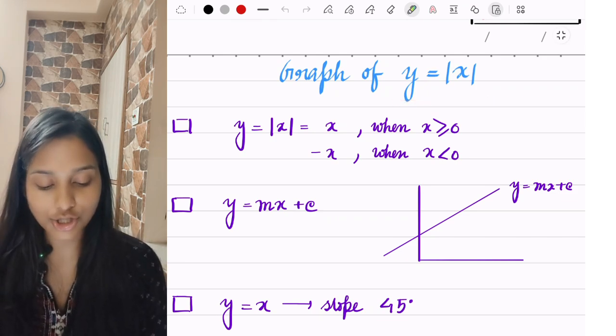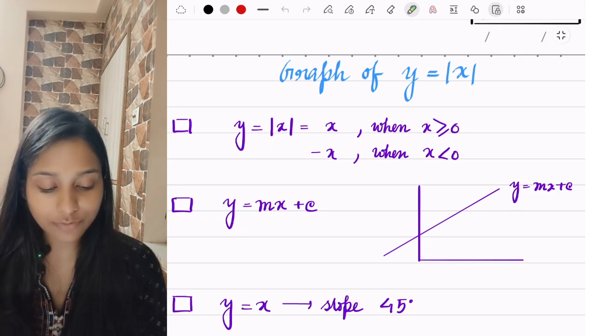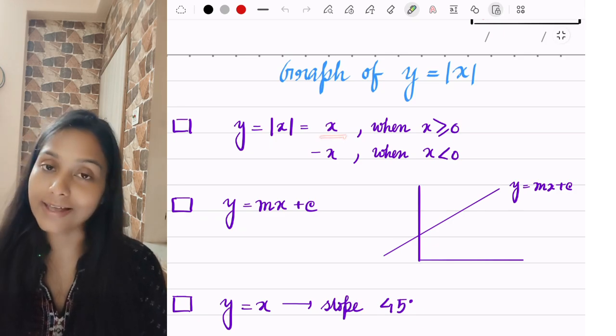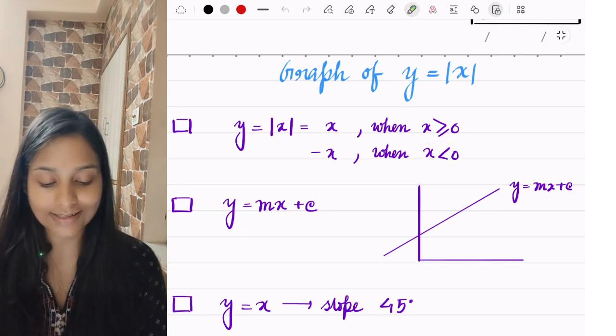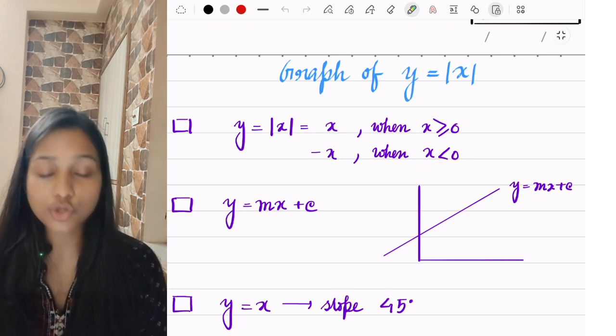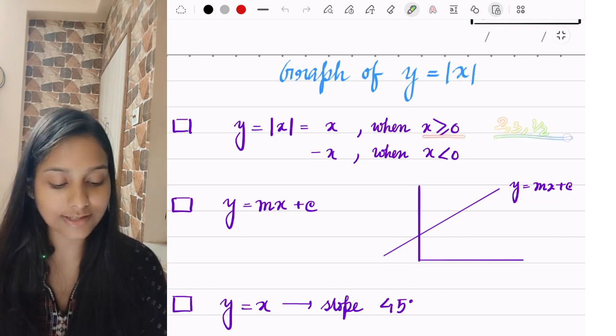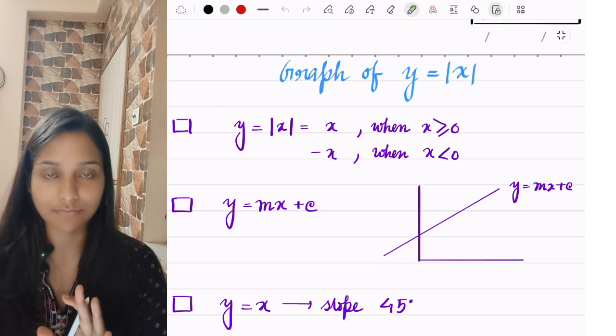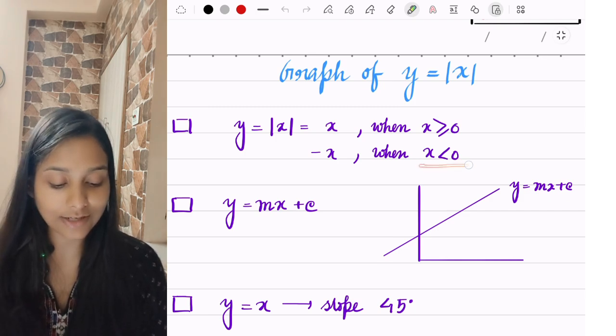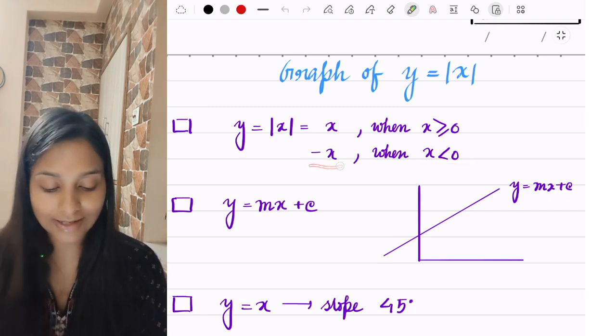Now this function has this property. It will be x if x is greater or equals to 0 and it is minus x if x is less than 0. So what does it do for positive values like 2, 3, half? It gives the exact same value. However, for the negative values, it gives minus x.